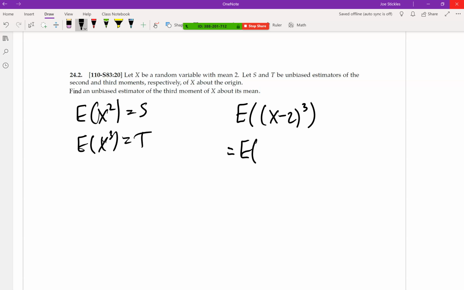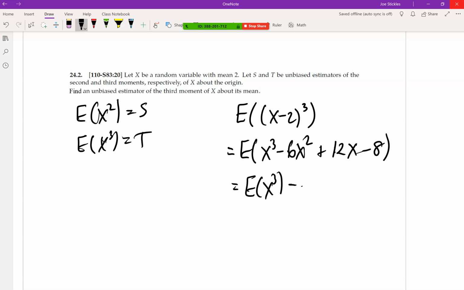We're going to do some algebra here. x cubed minus 6x squared plus 12x minus 8, when we cube that, split everything up. So just breaking it up and pulling out the constants where we can. And now we know either numbers or letters for each of these.